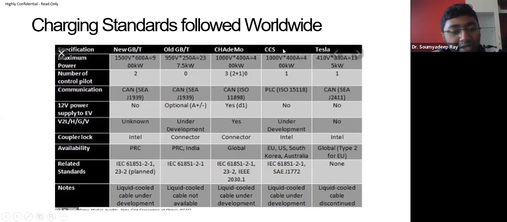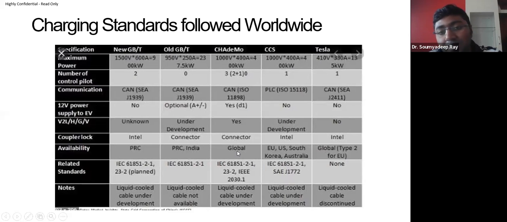But what I am trying to say here is that most of the communication medium goes through the CAN. This is the number one thing. Another thing is that a 12-volt power supply is needed. That means a low voltage power supply is needed, which enables the communication between the charging station and the vehicle. That makes your vehicle and your charging station intelligent. If anything goes wrong between them, they would stop charging, so definitely some kind of protection would be there.